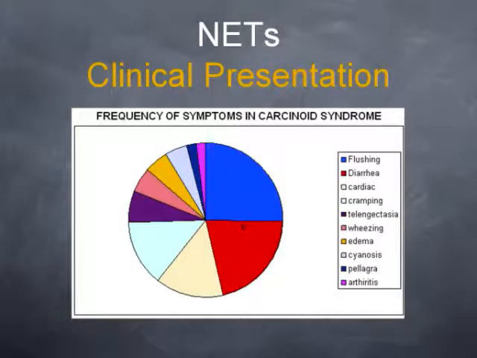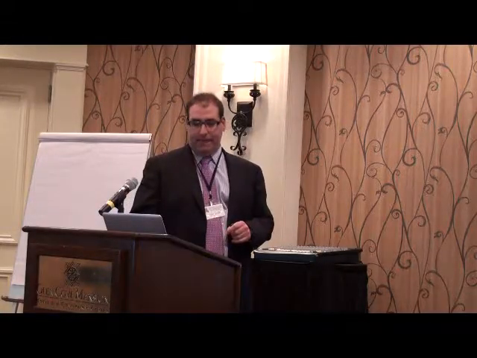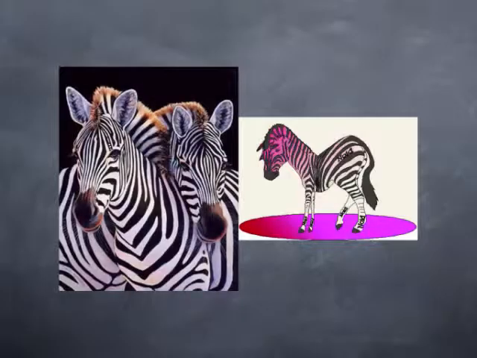This is a pie chart of the frequency of symptoms in carcinoid syndrome. I think we all know that the two most common symptoms are flushing and diarrhea, but there can be other symptoms like cardiac cramping, telangiectasias, wheezing, edema, cyanosis, and they make up a smaller part of the pie. This is just a little schematic. That's a zebra that's flushing.